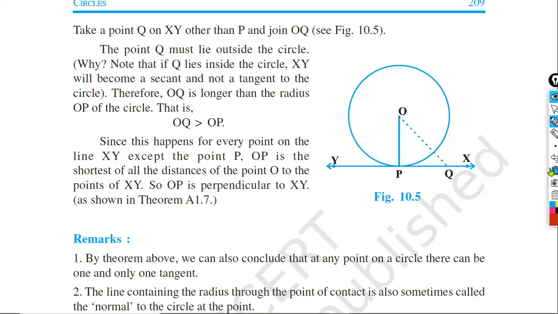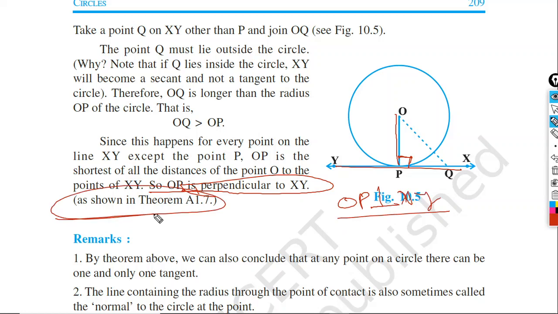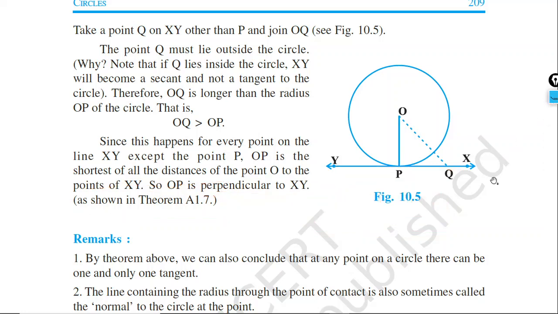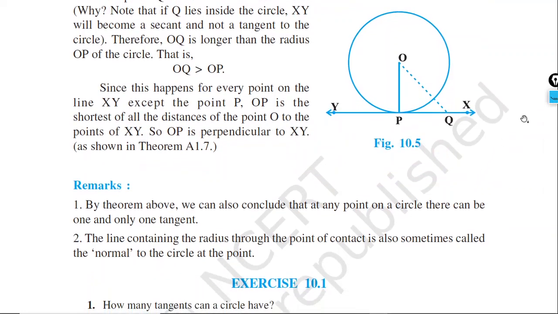What is the shortest distance to a line called? It is the perpendicular. We know that the shortest distance is the perpendicular. Therefore, we can write OP is perpendicular to XY. Hence proved. The theorem was saying this, and now we have proved it. So this is the proof, a very simple proof. Now there are some remarks.